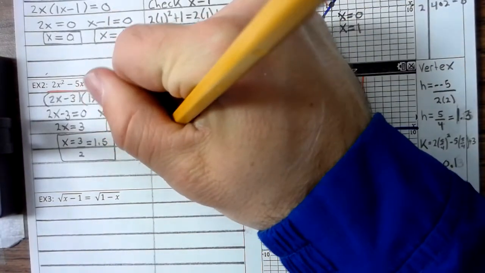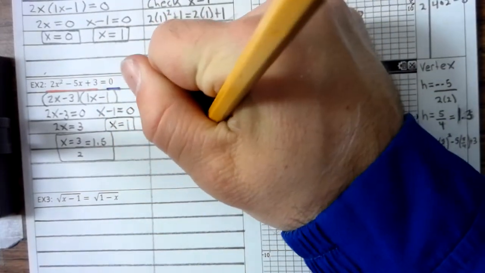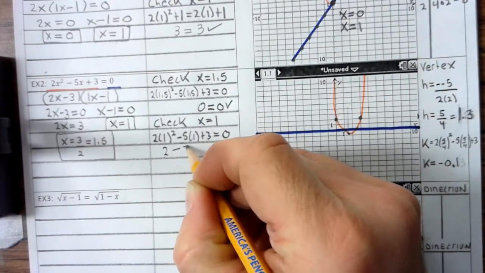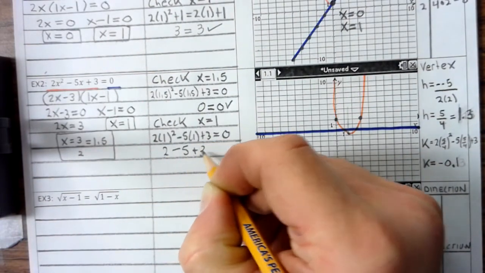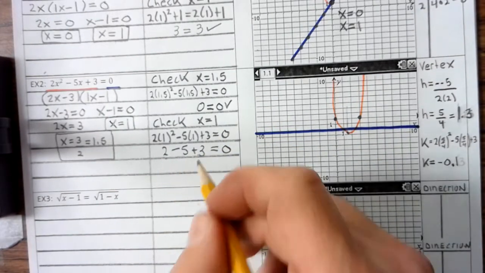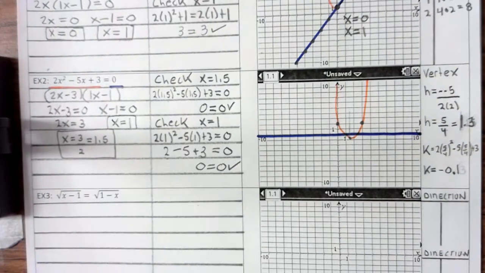So that's 2 times 1 squared minus 5 times 1 plus 3 equals 0. Well, that's 2 minus 5 plus 3. Well, 2 and 3 is 5. 5 minus 5 is 0. So 0 equals 0, and it checks. Okay.